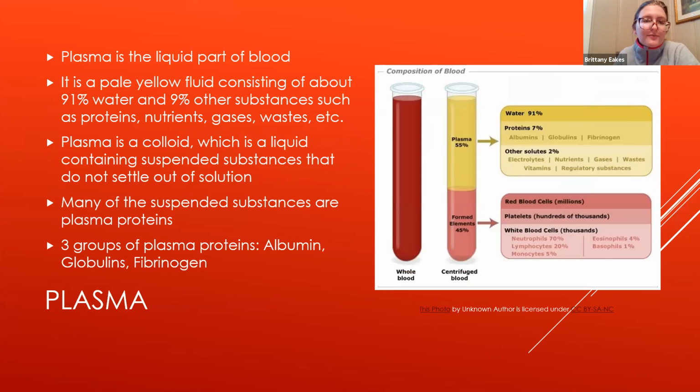So plasma is the first part we'll talk about. It's a pale yellow fluid consisting of about 91% water and 9% of other substances, and that's your proteins, nutrients, gases, wastes. Plasma is a colloid, which is a liquid that contains suspended substances that don't settle out. So when I say colloid, you can think of oil and water and how that oil will just kind of float there. That's how plasma is. And most of the suspended substances are plasma proteins. And there's 3 groups of plasma proteins: albumin, globulins, and fibrinogen.